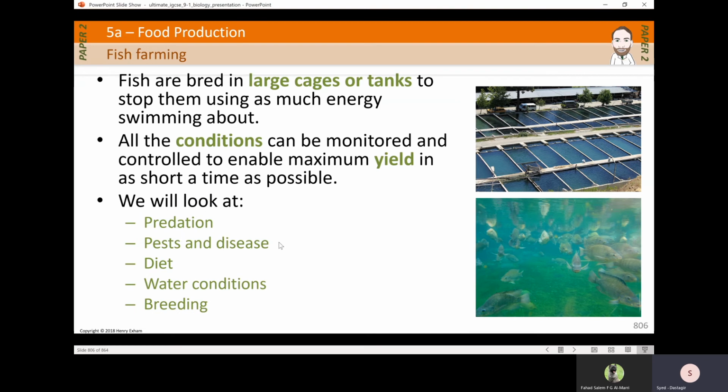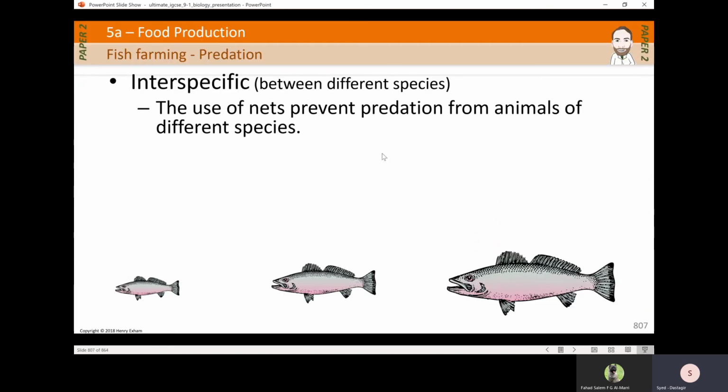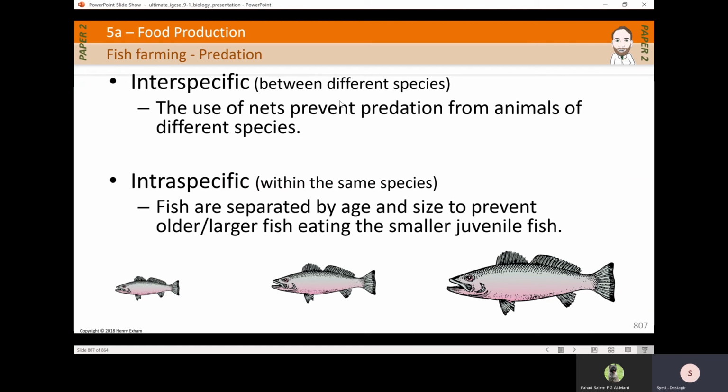So we will now look at predation, pests and disease, diet, water conditions, and breeding of the fish. So interspecific means between different species of fish. So that's predation, yeah? Some fish eat smaller fish. We use nets to prevent predation from animals of different species. And intraspecific, where fish are separated by age and size to prevent older and larger fishes eating the smaller juvenile or younger fishes. So there are differences between interspecific and intraspecific.